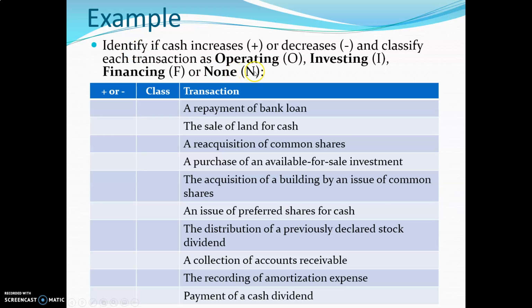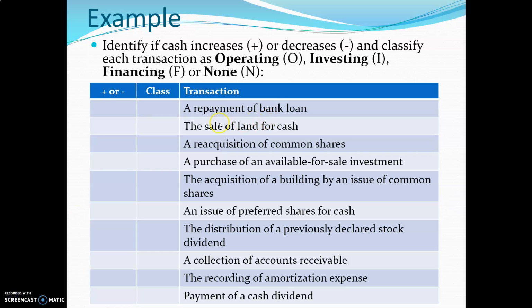So here's where we get into that activity. Identify each transaction if the cash increases with a plus or decreases with a minus, and classify each transaction as operating, investing, financing, or none. I encourage you to pause at this point to at least go through these, and if you're not writing it down, at least do it mentally to try and identify whether it goes up or down for the cash position and the classification.